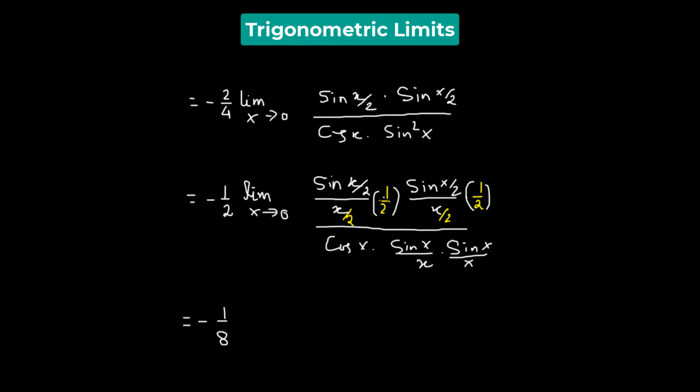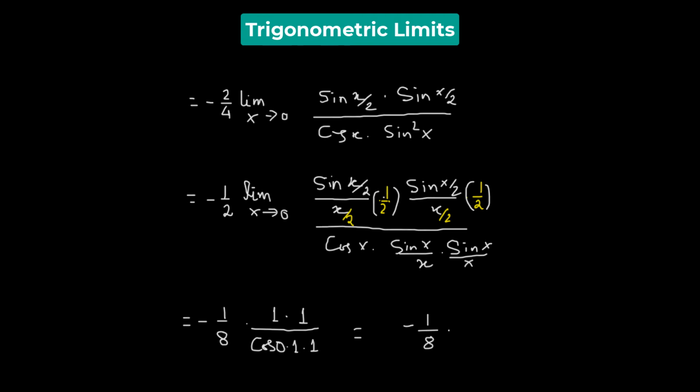And finally, we apply the limiting value to each of the functions. So as per definition, we have sine x over 2 divided by x over 2. The limiting value is going to be 1 multiplied by 1, divided by sine of 0 times the limiting value, which is 1. So that gives us negative 1 over 8, because cosine of 0 is 1.